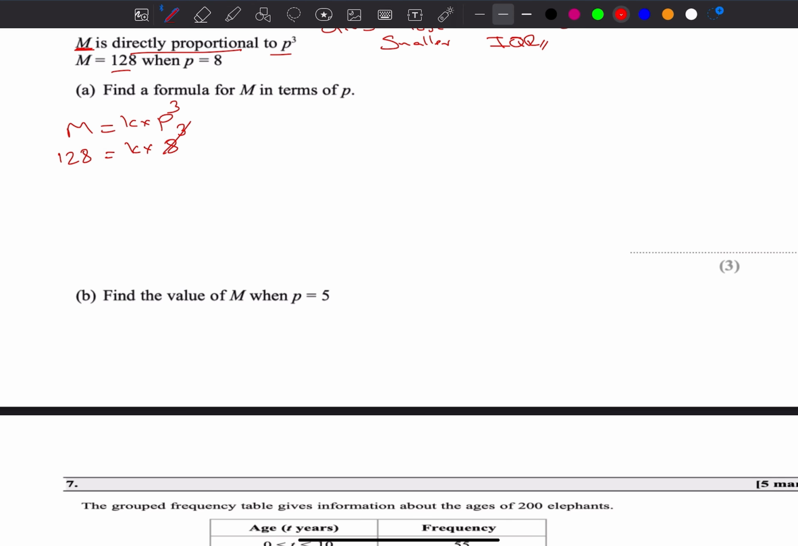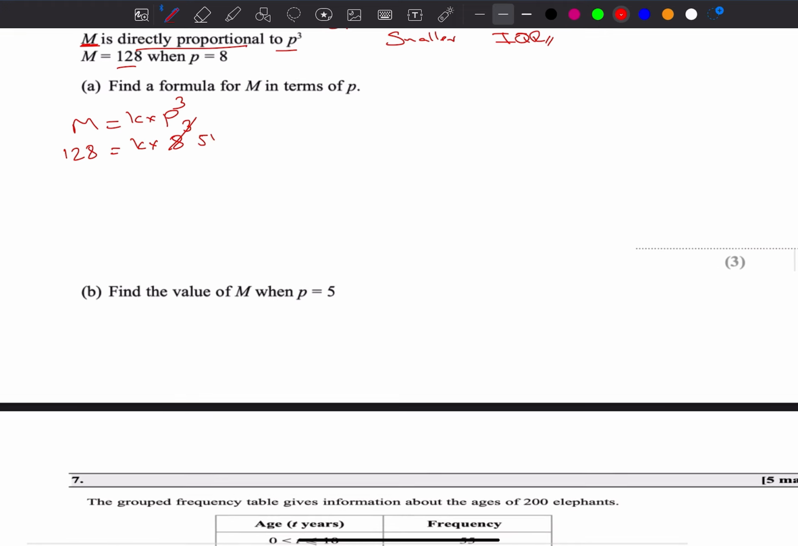Is it 512? Yeah. 8 cubed is 512. Divide it: 128 over 512. I can simplify it. What's that? 1 over 4. K is 1 over 4 basically.